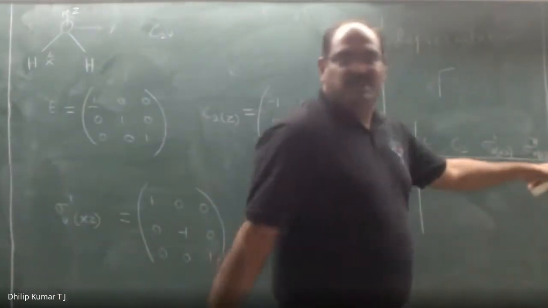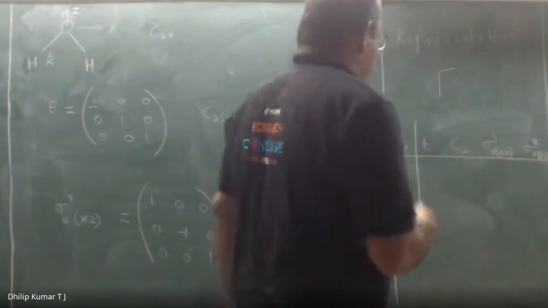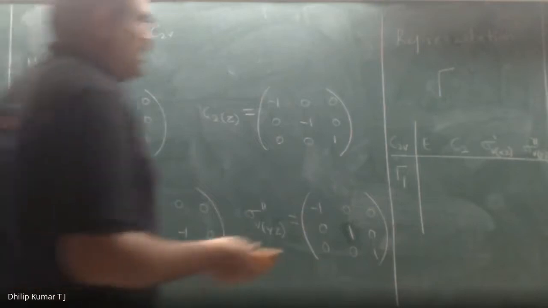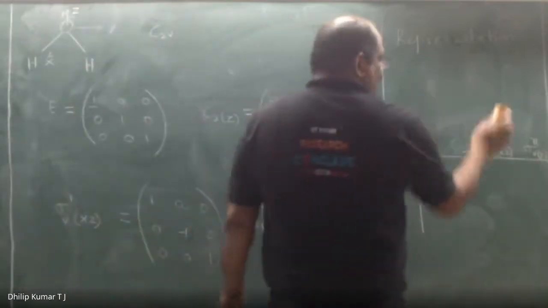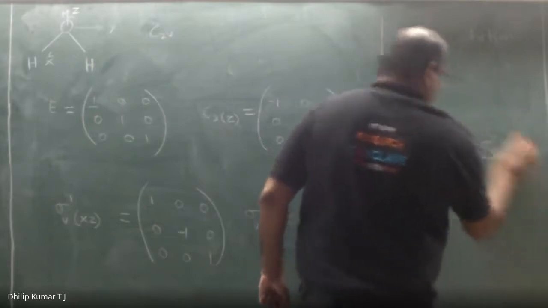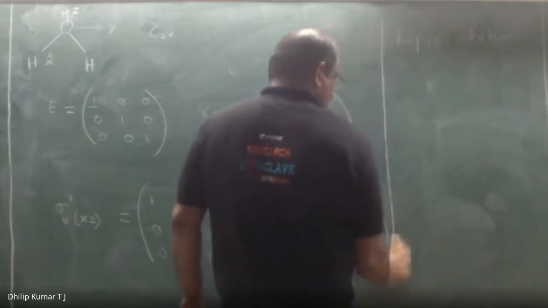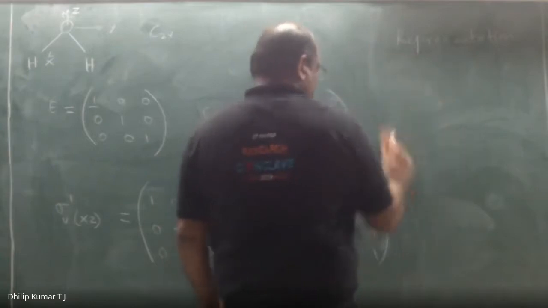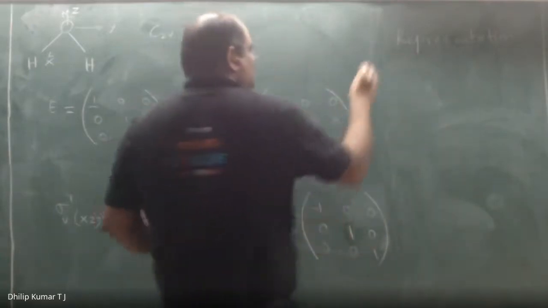Is this row visible? No, it's not visible. I make it even smaller. Start from here.